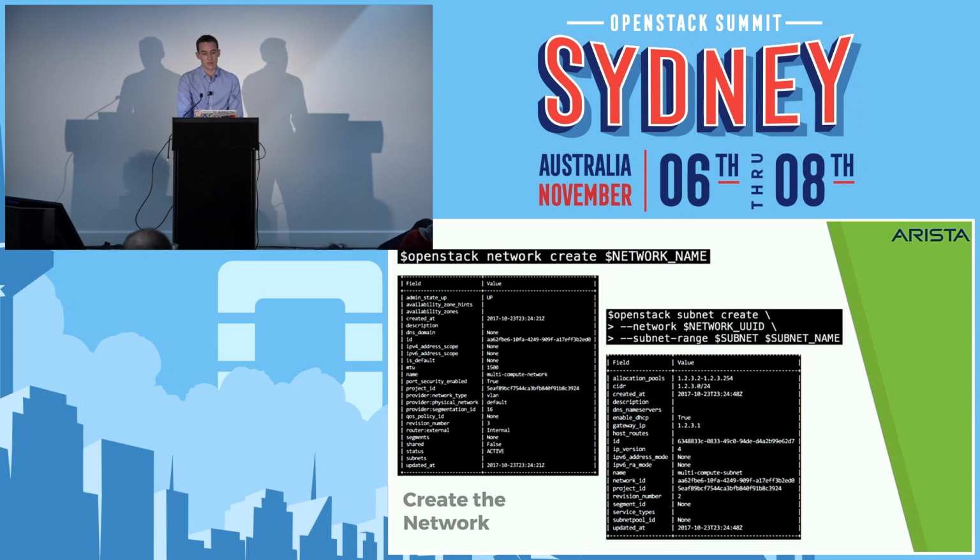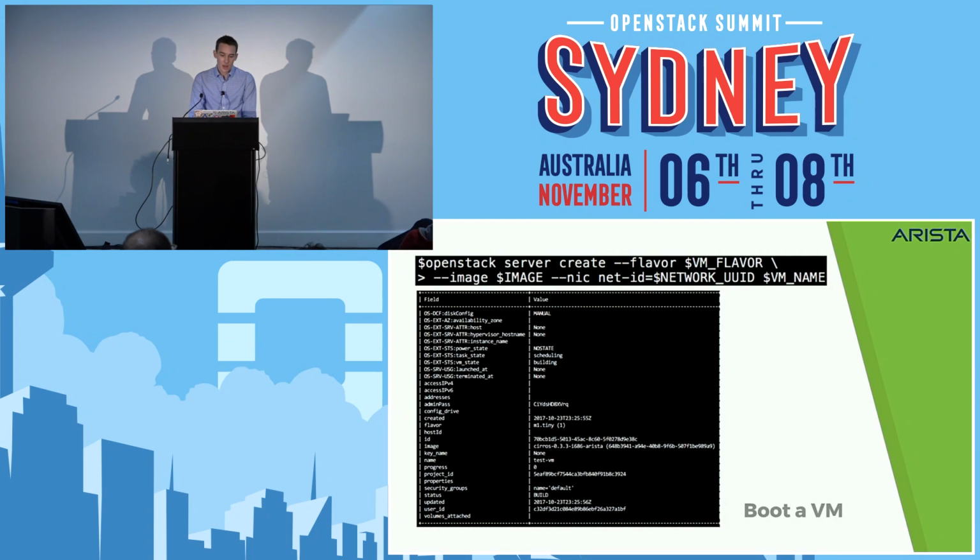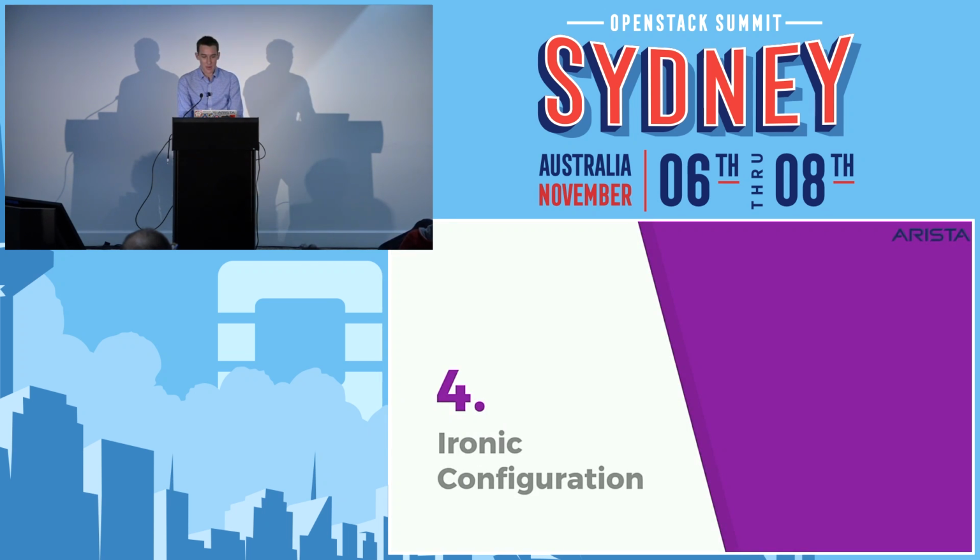The first thing we're going to do after we finish the config is create a network and a subnet for that network. Everything's going to end up on VLAN 16 in this case. And we don't need to do anything special for VMs here, so we can just go ahead and boot one. Under the hood, this is going to call port create to Neutron to connect that VM to the Neutron network.